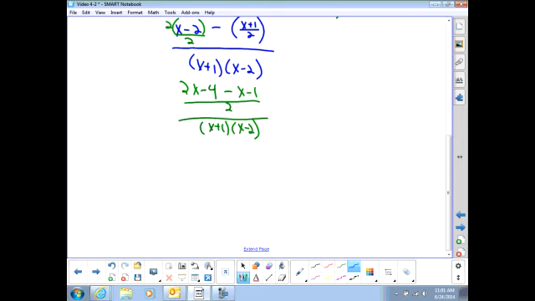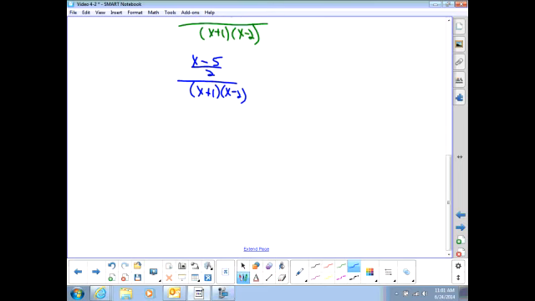When we neaten things up in our numerator, we'll end up with x minus 5 over 2, all divided by x plus 1 over x minus 2. Dividing by x plus 1 over x minus 2 is the same as multiplying by its reciprocal, which would be 1 over that. So therefore, the x plus 1 and the x minus 2 will just go down here with the 2. And this is our final derivative.